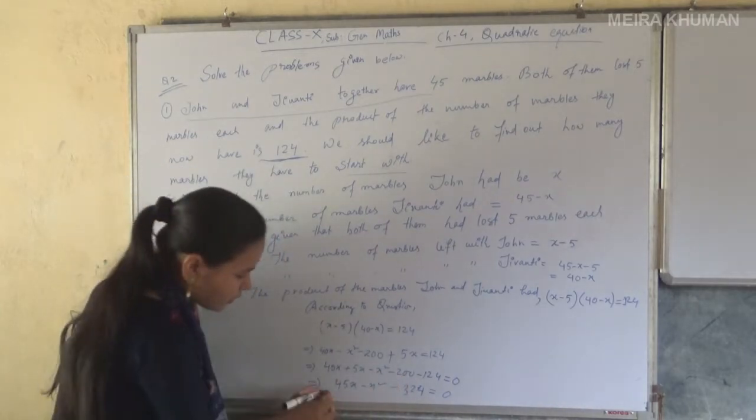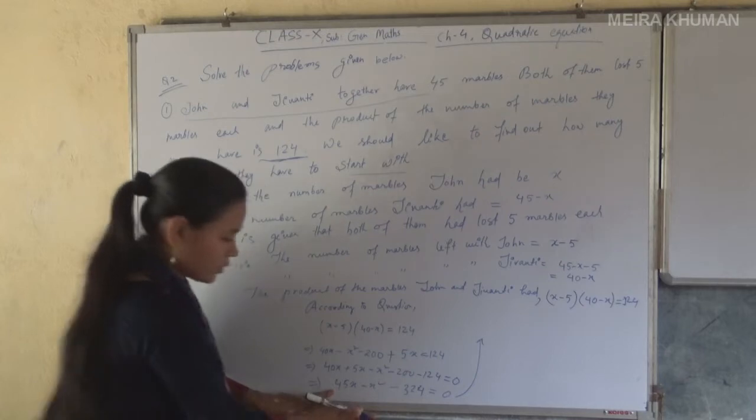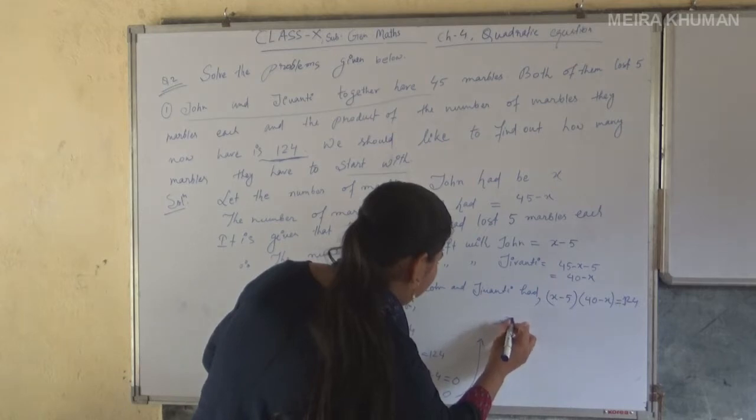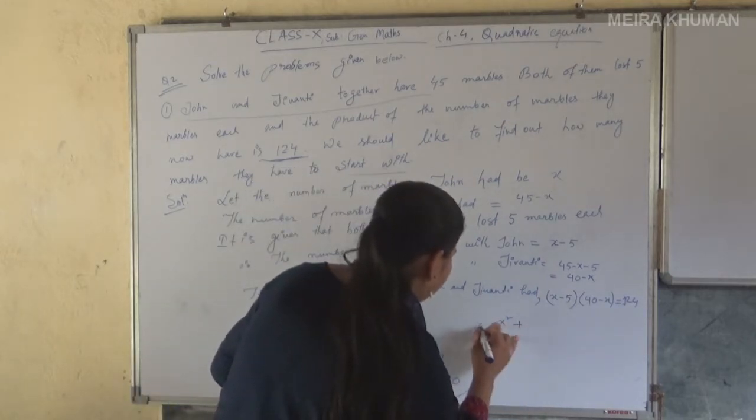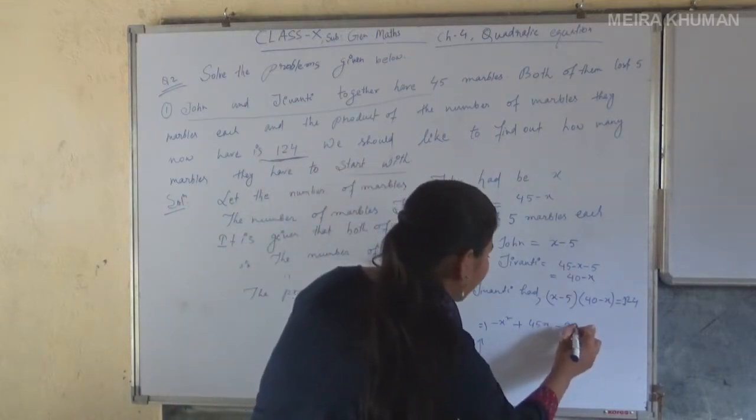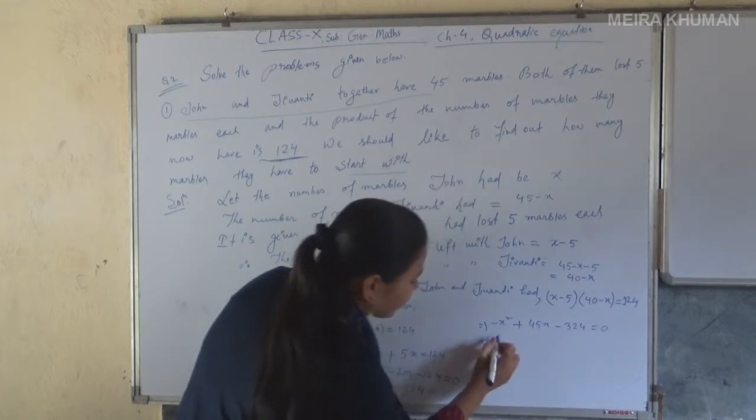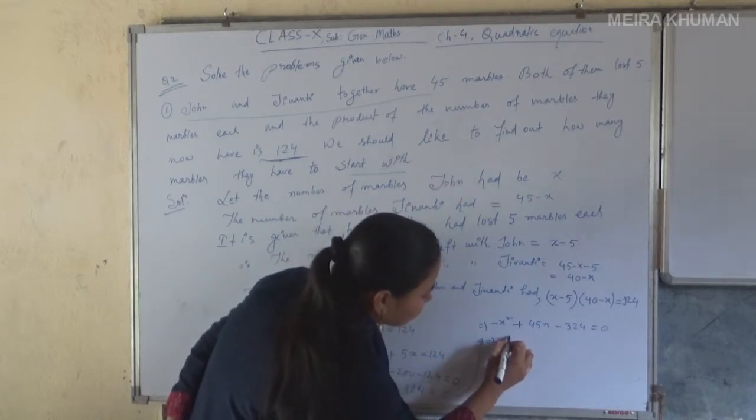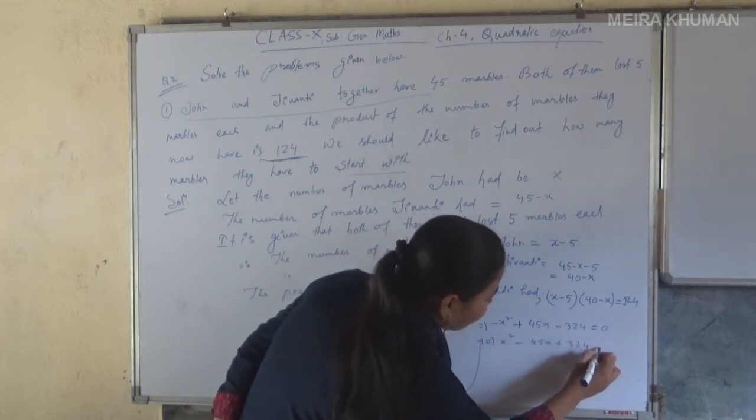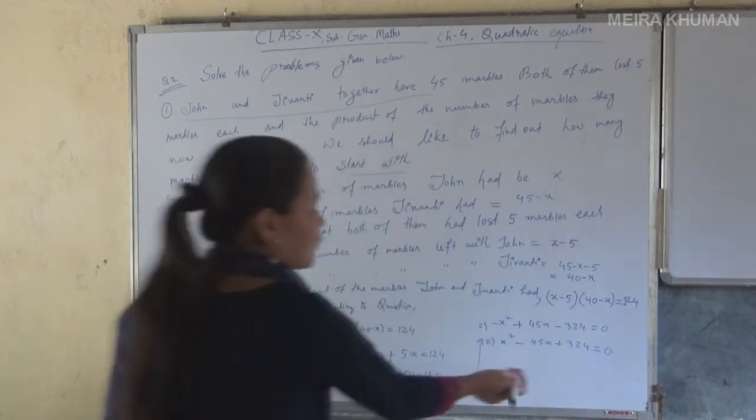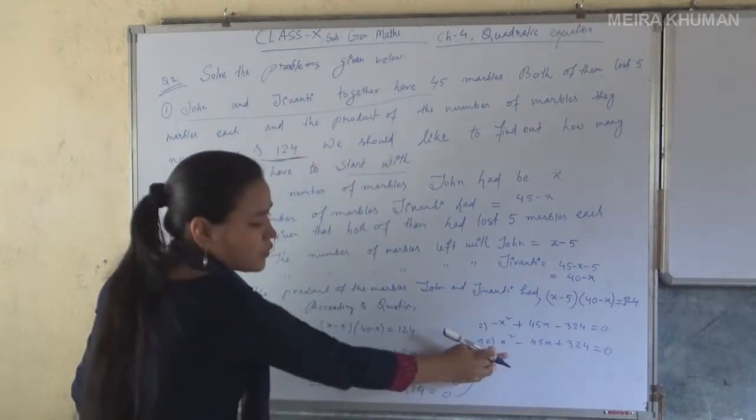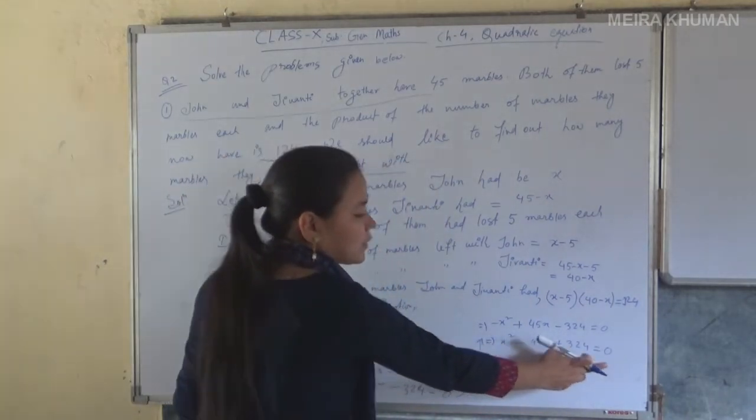After this line you write, this is not in standard form. So in standard form you should write minus x square plus 45x minus 324 equal to 0. Again you can take the minus sign: x square minus 45x plus 324 equal to 0. So you are getting a quadratic equation, x square minus 45x plus 324.